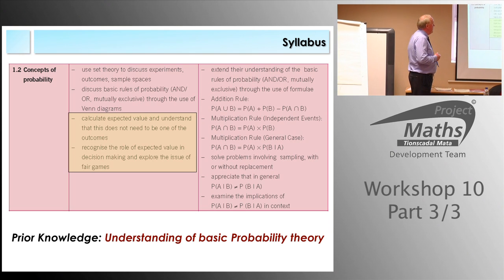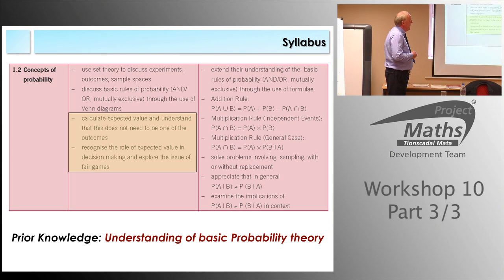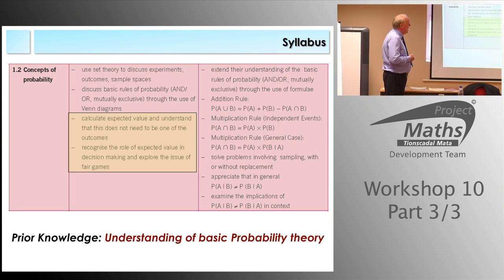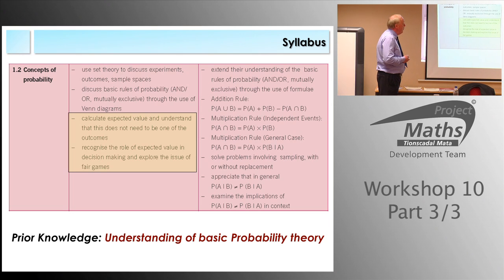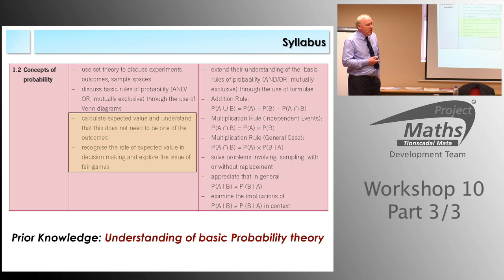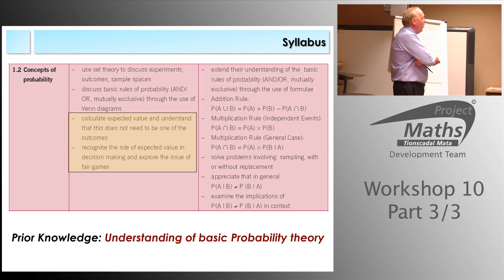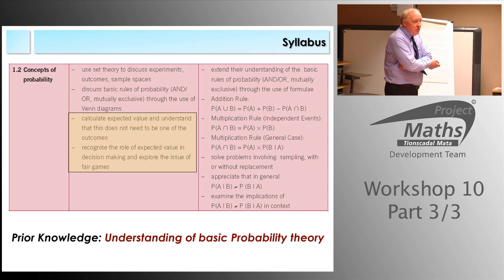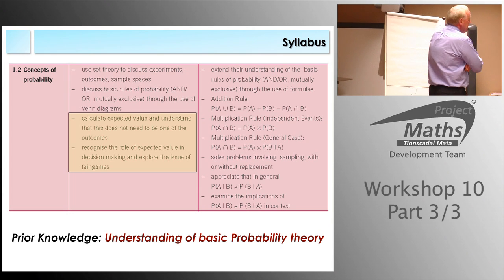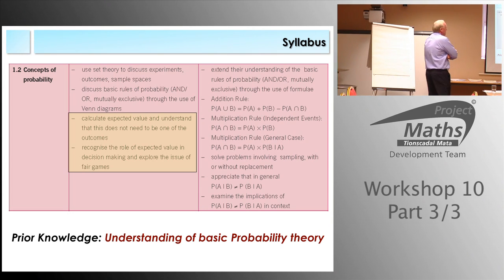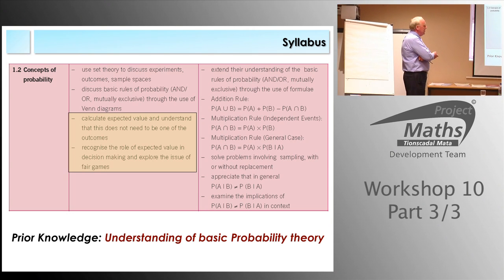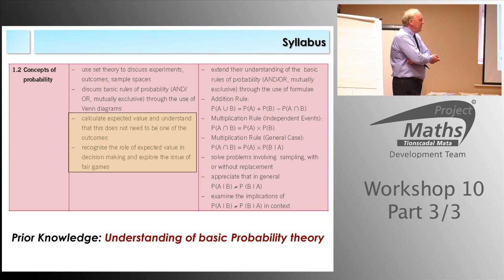Well, in 1.2, concepts of probability, it says calculate expected value and understand that this does not need to be one of the outcomes. Recognize the role of expected value in decision making and explore the issue of fair games. So this is part of the ordinary Leaving Cert syllabus. We'll go through this now, and there are some nice parts in this. The prior knowledge is understanding basic probability theory. That's all we need, basic probability.